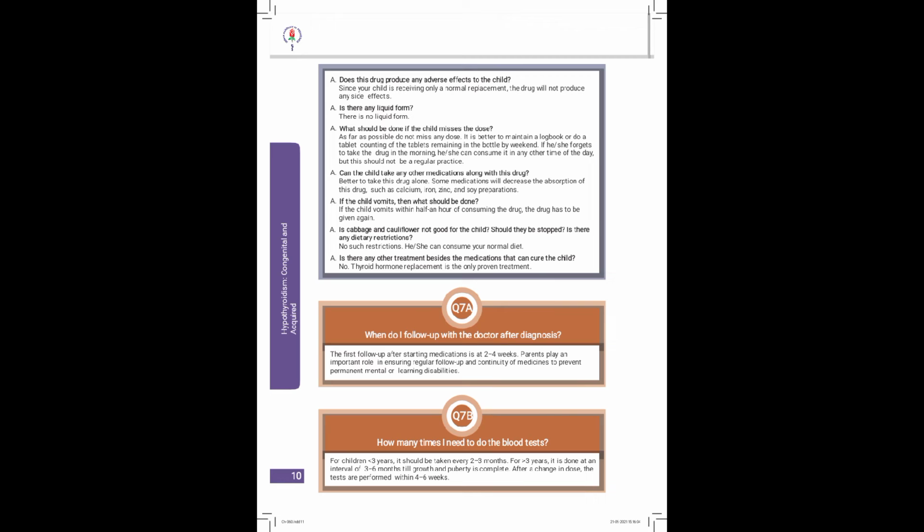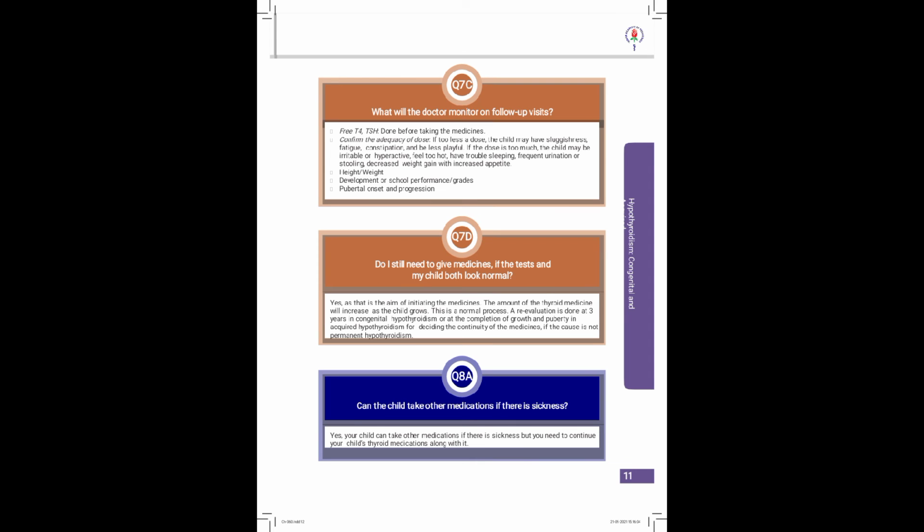How many times do I need to do the blood test is a very common question asked by the parents. Well, common guidelines usually followed is for children less than 3 years, it should be taken every 2 to 3 months. For children more than 3 years, it is to be done at an interval of 3 to 6 months till growth and puberty is complete. After a change in dose, the tests are to be performed within 4 to 6 weeks.